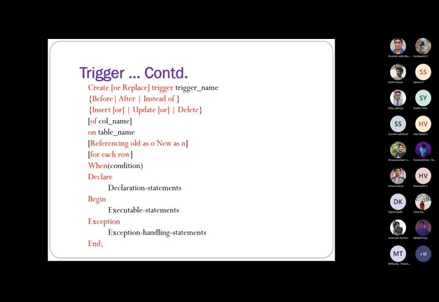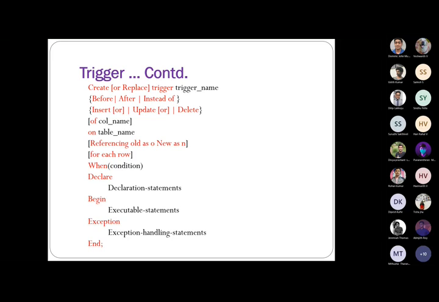Whenever you want to refer to the old variable or attribute, we refer to old as O and new as N for each row. Then the when condition. So we have declaration statements, executable statements, and exception handling statements. So this is the format for creating a trigger: create trigger, trigger name.